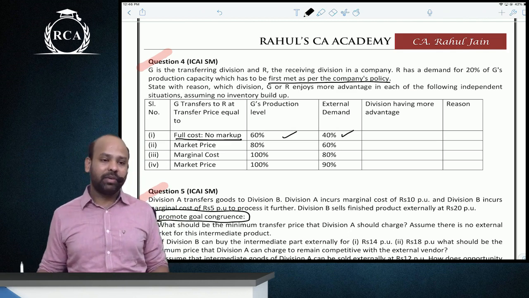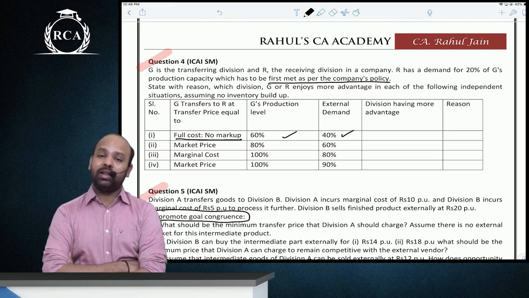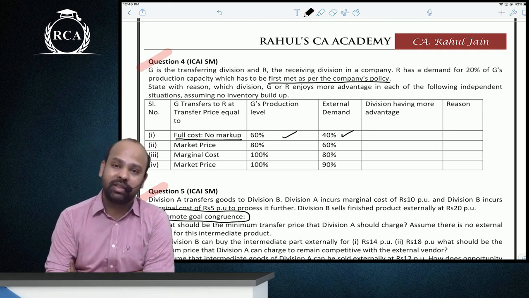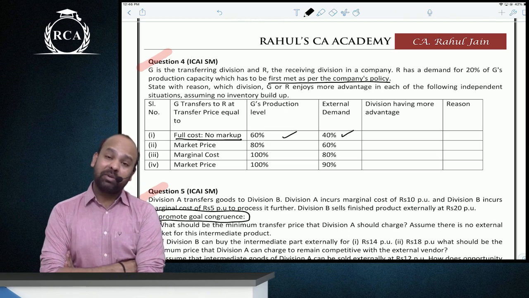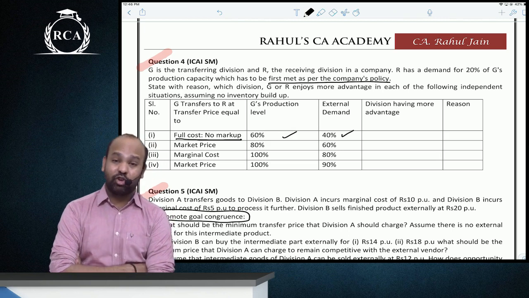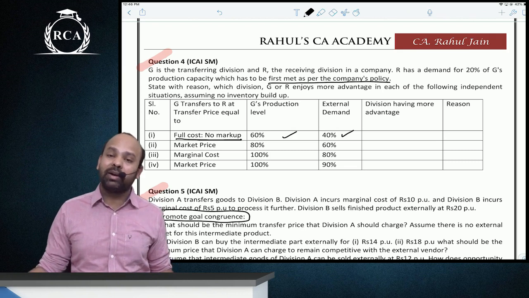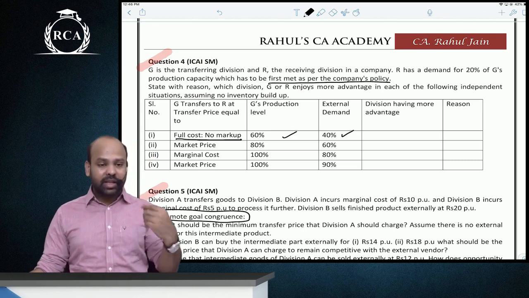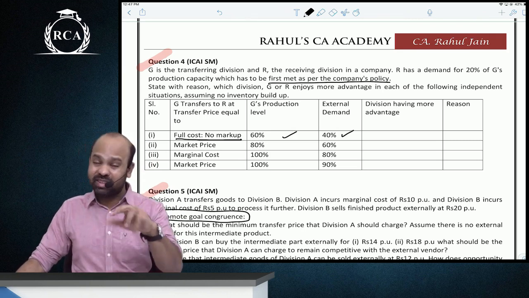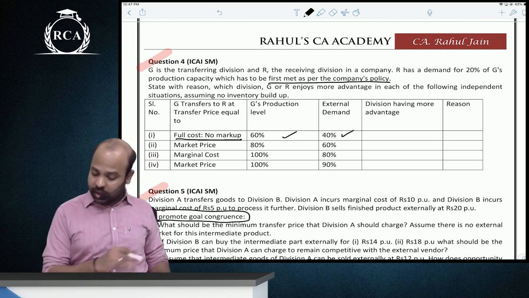Market price, beta, 90%. Right now they are operating at 90%. If they accept the order, they will have to forego 10% of external sales and they have spare capacity of 10% available. So to the extent of 10% external sales foregone, guys, it should be market price, that is variable cost plus contribution foregone. But for the remaining 10%, incremental cost is only marginal cost. But here, for the entire 20% they are charging market price. Isn't that an advantageous position to G again? Yes, sir, it is advantageous position to G. I hope you're very clear about it, guys.